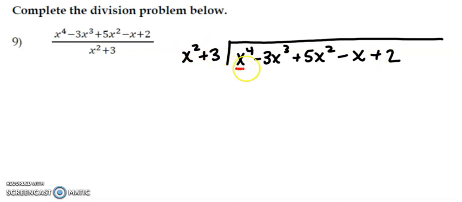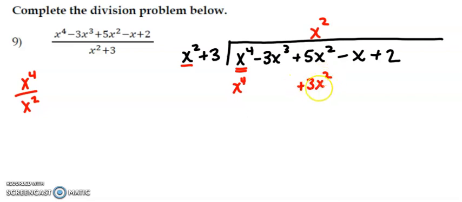All right, so I start the division process. X to the 4th, and I'm going to divide by x squared. And I get x squared, so I put that in the squared column. That was the divide step. Then I multiply. X squared times x squared gets me x to the 4th. X squared times 3 gets me 3x squared. Notice again, I'm putting this in the squared column. So I divided. Then I multiplied.